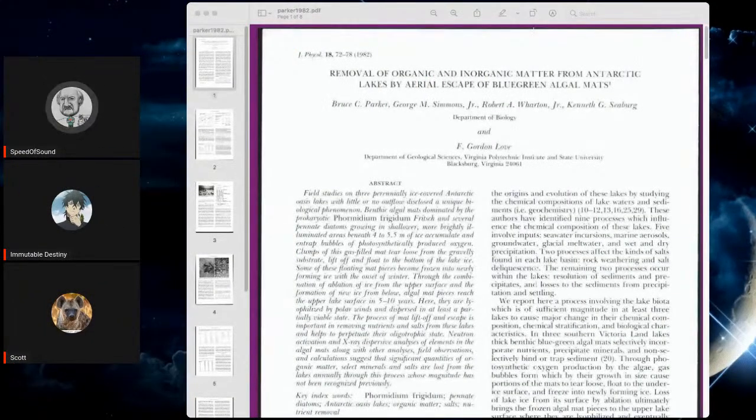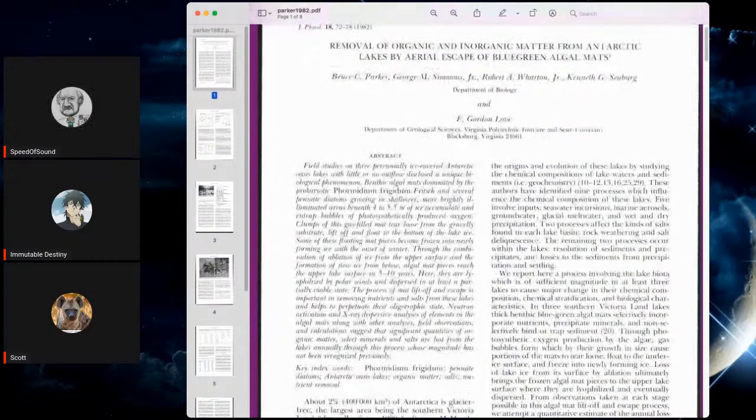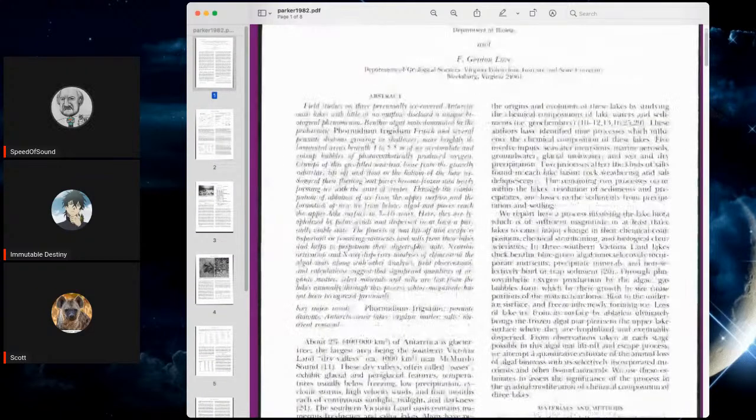Okay. So there's a paper. This one is removal of organic and inorganic matter from Antarctic lakes by aerial escape of blue-green algal mats. So this was referenced in the distribution section, I think. And that's probably not the most interesting one I have. But benthic algal mats dominated by the prokaryotic Phormidium frigidum, whatever. That's an interesting little piece. Well, let's just go ahead and see what I got here.